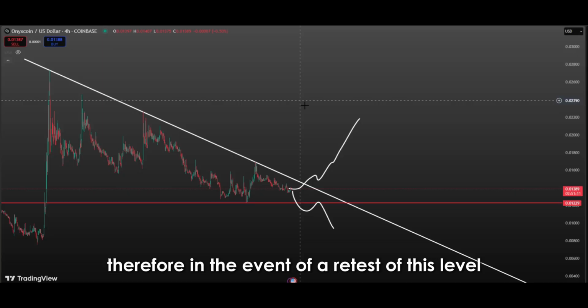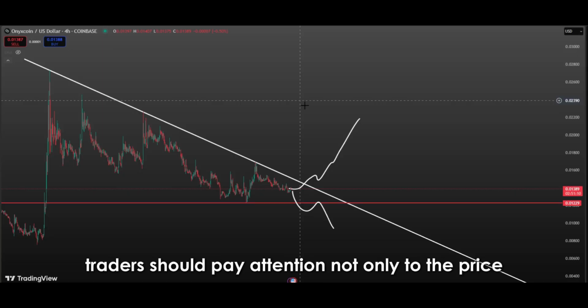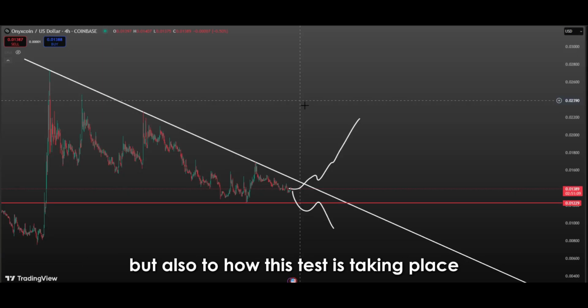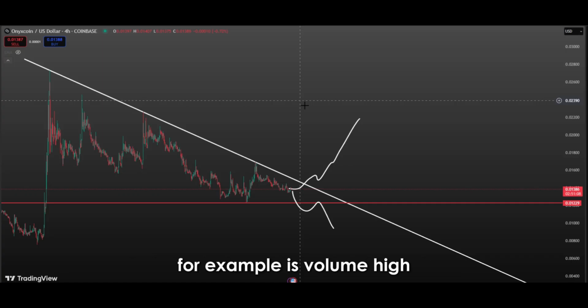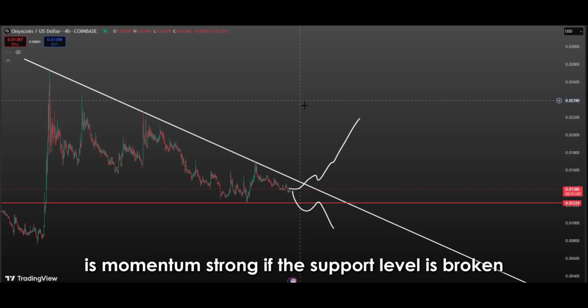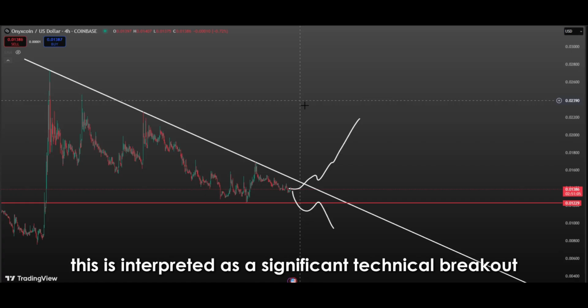Therefore, in the event of a retest of this level, traders should pay attention not only to the price, but also to how this test is taking place. For example, is volume high? Is momentum strong? If the support level is broken, this is interpreted as a significant technical breakout.